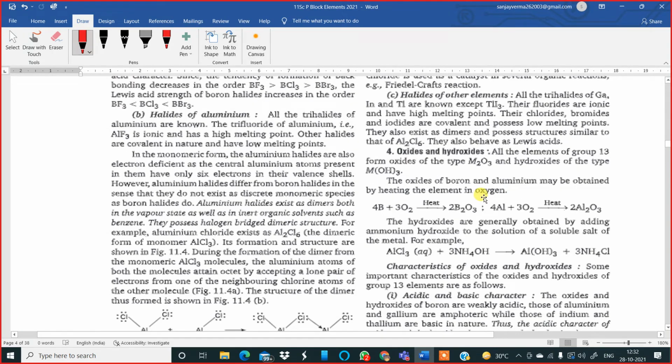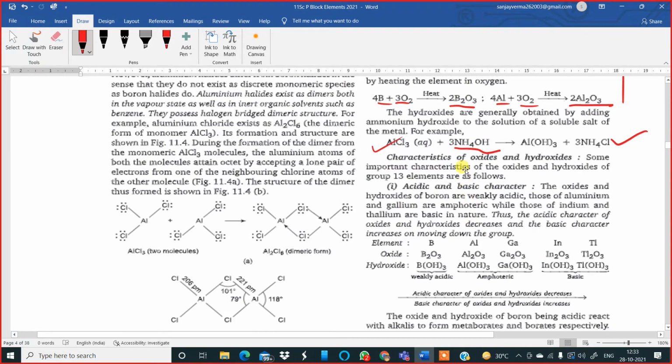Then after that, oxides and hydroxides. Oxides, this reaction you try to learn: reaction of aluminum chloride with ammonium hydroxide. Boron with oxygen to form boron oxide. Aluminum with oxygen forms aluminum oxide in a similar manner. The equations particularly. Then the character of oxides and hydroxides.